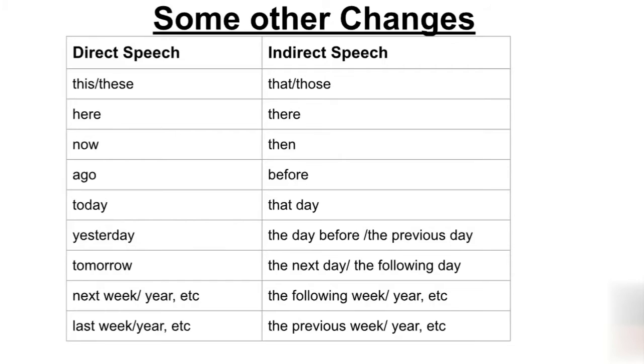Yesterday, the day before or the previous day. Tomorrow, the next day or the following day. Next week or year become the following week or the following year. Last week or year becomes the previous week or the previous year, etc. In that way, the changes occur. For example, she said, I bought a watch yesterday. How will you change it? She said that she had bought a watch the previous day. Yesterday will become the previous day. In that way, the changes will occur.